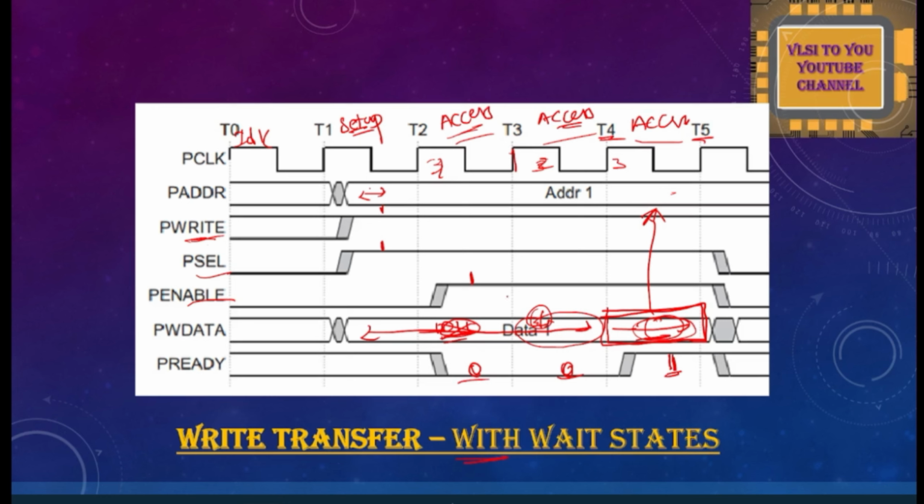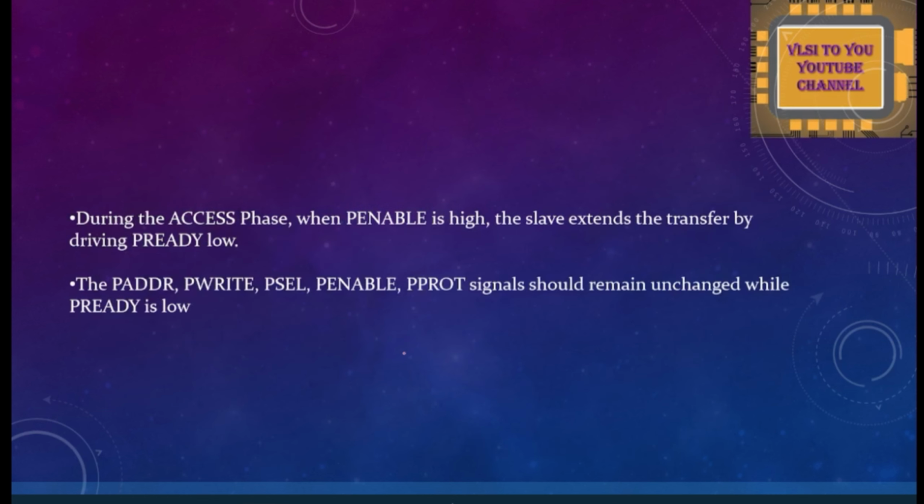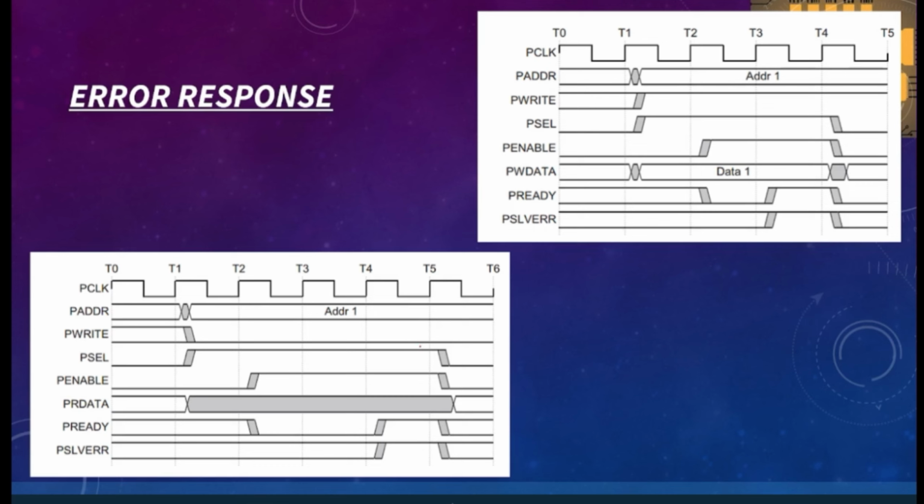Now similarly, if anything changes or if there is any loss of data here, then the slave will be telling you that there is some error. How is it going to respond? It is going to respond through the slave error signal, PSLVERR. If you see here, this is my write transfer, because PWRITE is 1. This is my read transfer, because PWRITE is 0. Among these write and read transfers, here if you see, the slave error is 1.